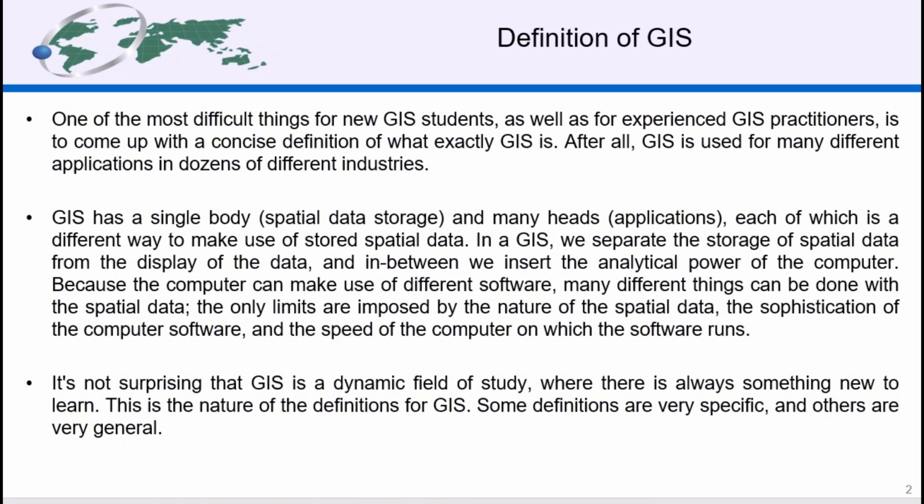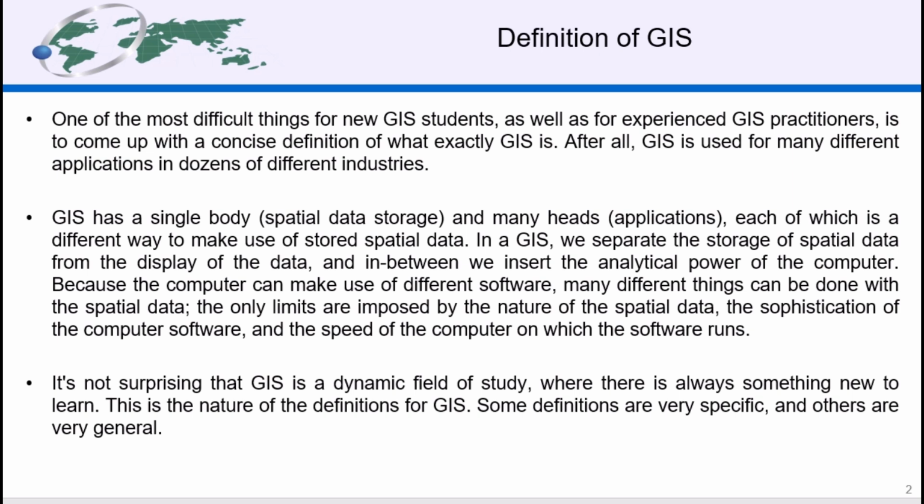GIS has a single body, spatial data storage, and many heads, applications, each of which is a different way to make use of stored spatial data. In GIS, we separate the storage of spatial data from the display of the data, and in between we insert the analytical power of the computer. Because the computer can make use of different software, many different things can be done with the spatial data.